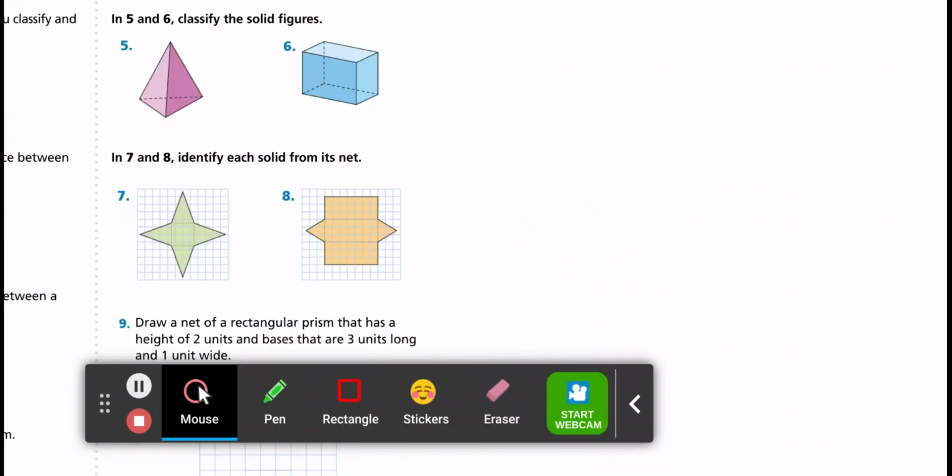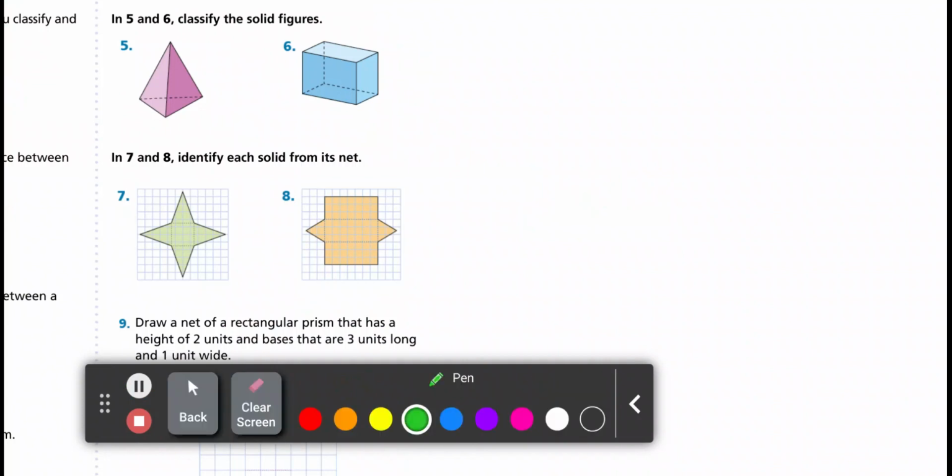Now let's look at some nets. If we look at the net of number 7, I see a base. That would be this yellow box, and it is square shaped, so that's important. Then I'm looking to see, if we fold this all up, is there going to be a parallel square face? No, there's only one square there. So each of these points would meet up at the top to form the vertex. That tells us that it would be a square pyramid.